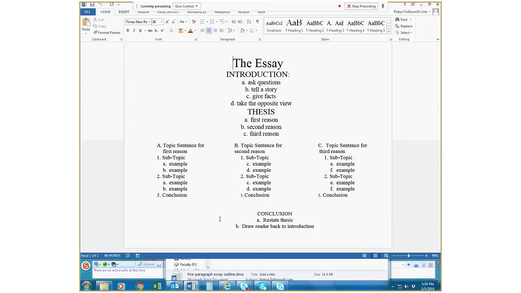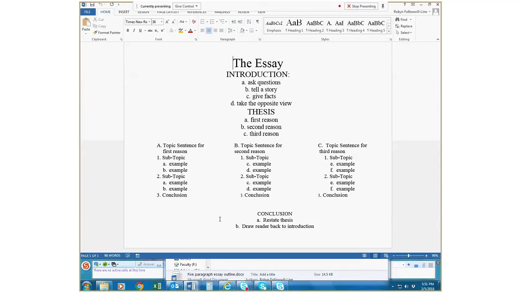Then your second and third body paragraphs follow the same pattern. Your conclusion, remember, starts out with your thesis, and then you use the next few sentences to draw the reader back to the introduction. The introduction and the conclusion are not a set number of sentences. I mean, if you have fewer than about 4 sentences, obviously too short. A lot of you could use some work on your introductions.